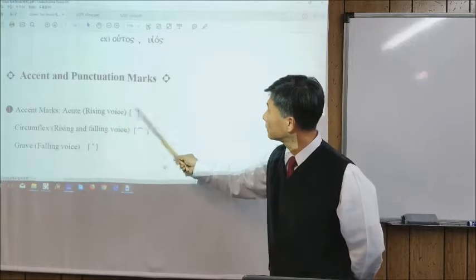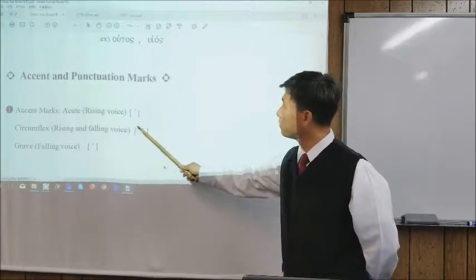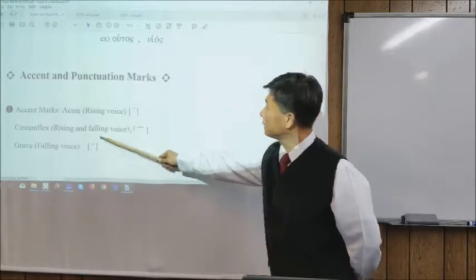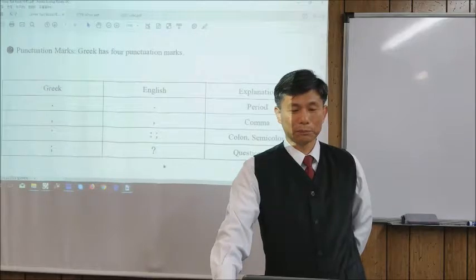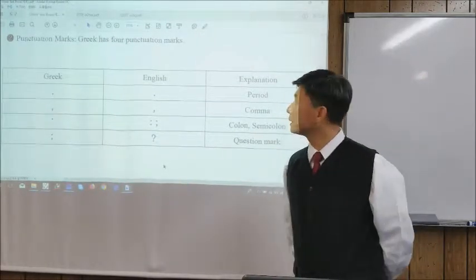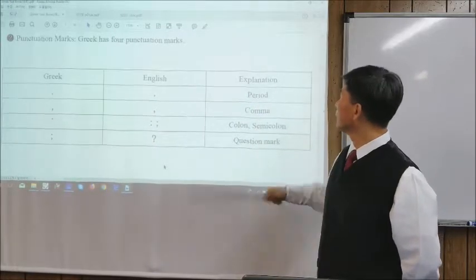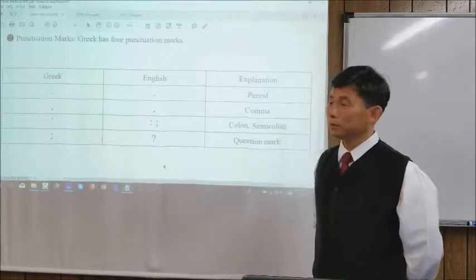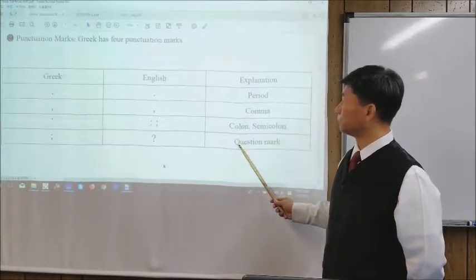Acute is the rising voice. Circumflex is rising and falling voice. Grave is falling voice. And then the punctuation marks. We can compare between Greek and English. The period is the same, right? And the comma is the same too between Greek and English. The difference is the colon and the question mark.